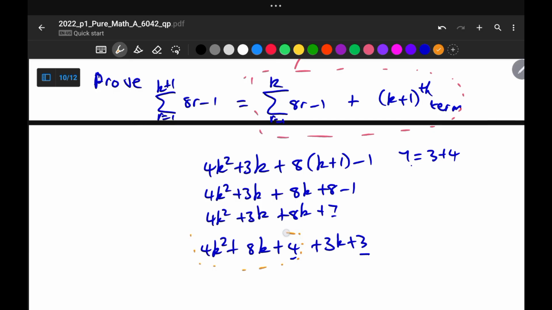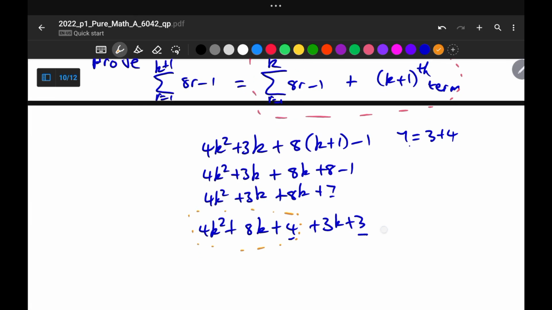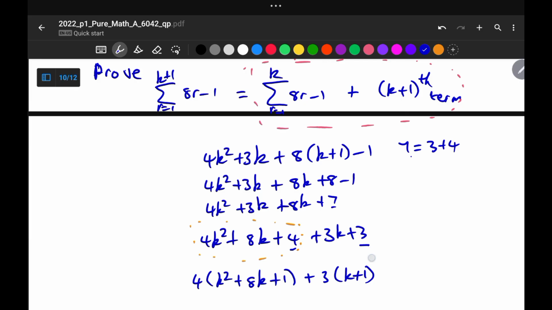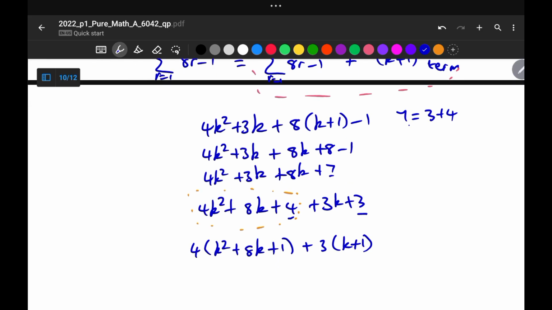From the 4k squared to this 4 here, we can factor out 4 because it is a common factor. So it is now 4 a factor of k squared plus 2k plus 1, plus here we can also factor out 3 because it is a common factor, so it is 3 times k plus 1. So we have managed to obtain this 3 a factor of k plus 1, meaning we are on the right track. So let us try to factorize this k squared plus 2k plus 1.